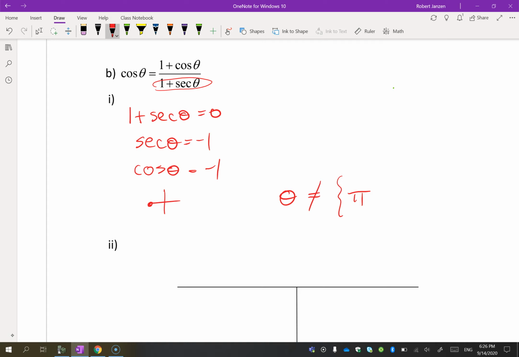There's one more thing we need to also consider. So I'm going to kind of put this as part A. Part B, you know that secant equals 1 over cos. So this means we also have to consider where is cosine equal to 0. Where is cosine equal to 0? Here and here. That means we have 2 more non-permissible values.